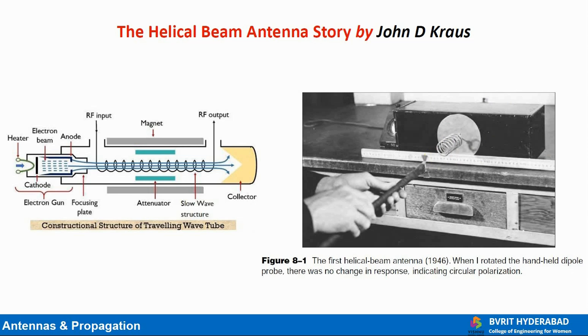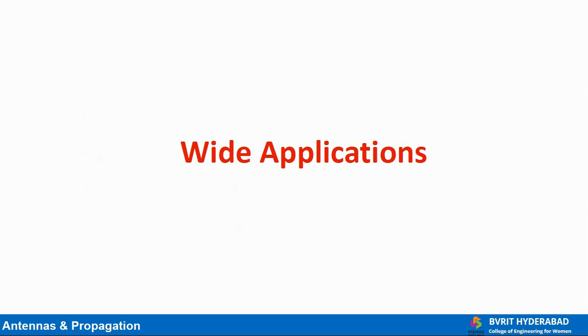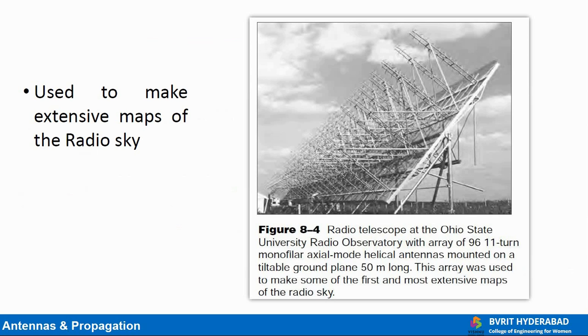Actually, it took years of extensive measurements and calculations, and his first publication, entitled "The Helical Beam Antenna," appeared in the April 1947 issue of Electronics. The helical antennas immediately found wide applications. John D. Cross employed it in an array of 96 11-turn helices in a radio telescope. He designed and built with his students in 1951 as shown in the figure.